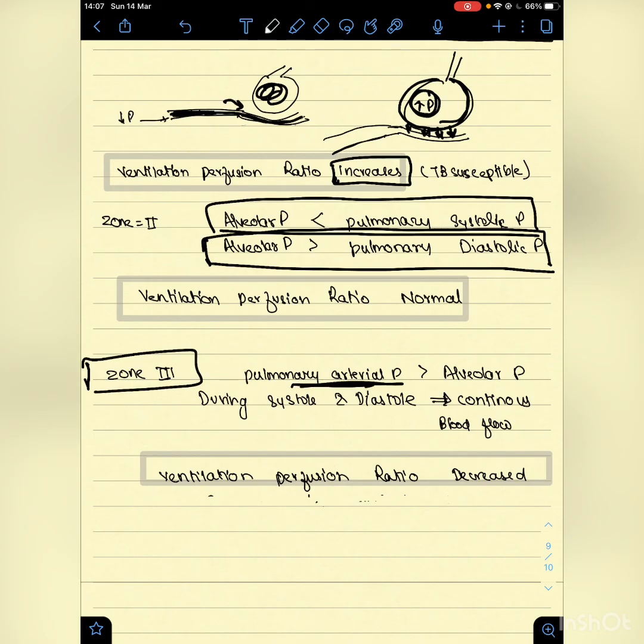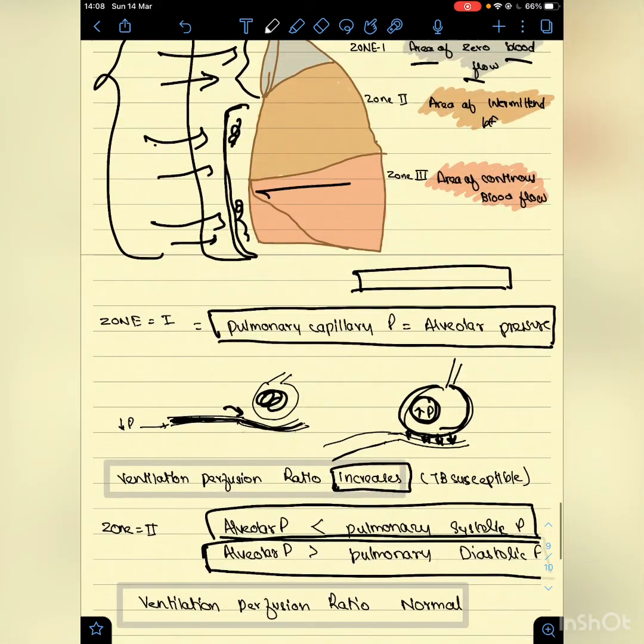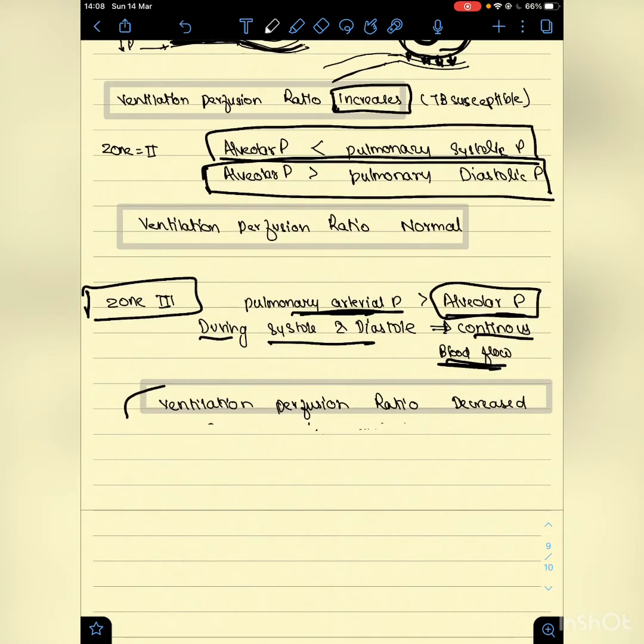Chemical factor. It is seen that excess CO2 and decrease in O2 causes vasoconstriction. The true mechanism of it is yet unknown, but it is believed that maybe because of the hypoxic situation, the brain acts in a certain manner causing vasoconstriction.